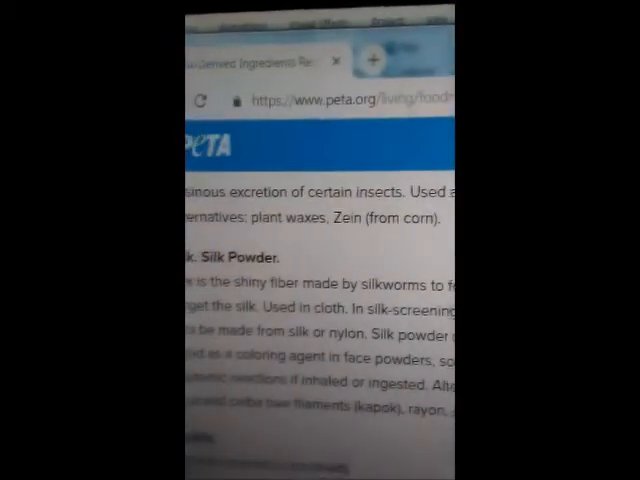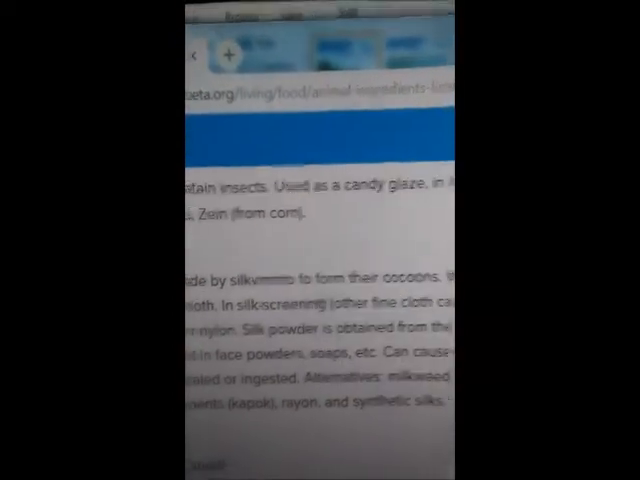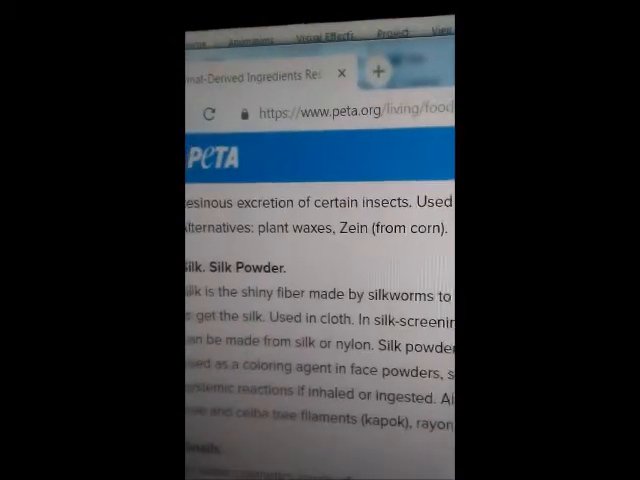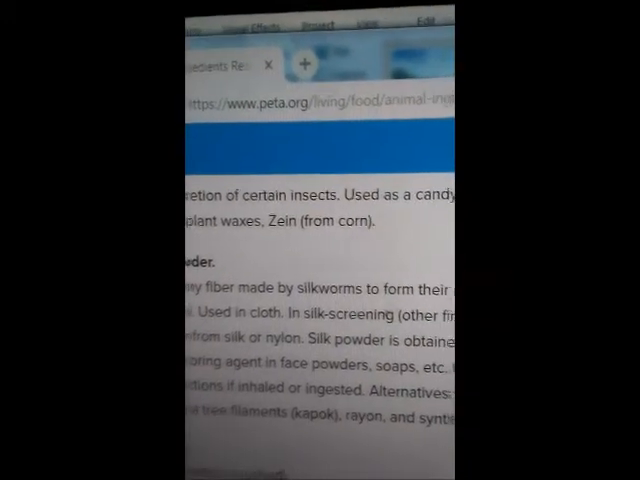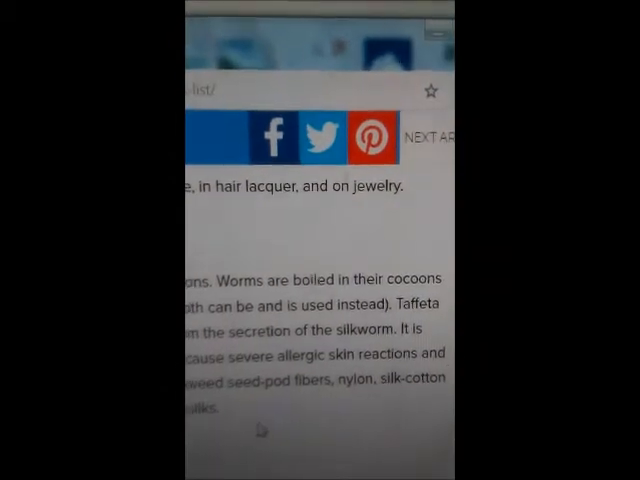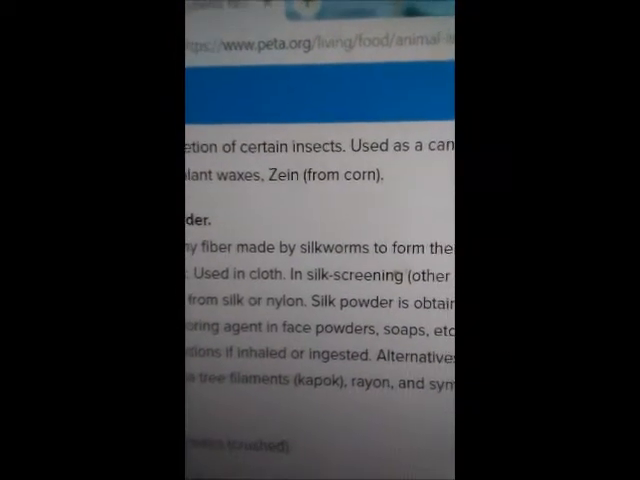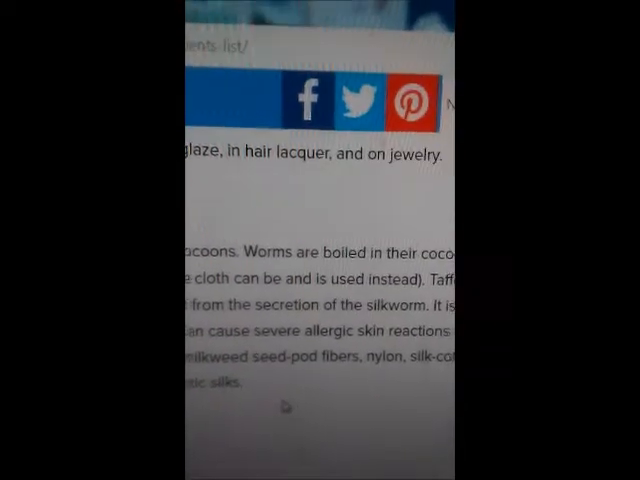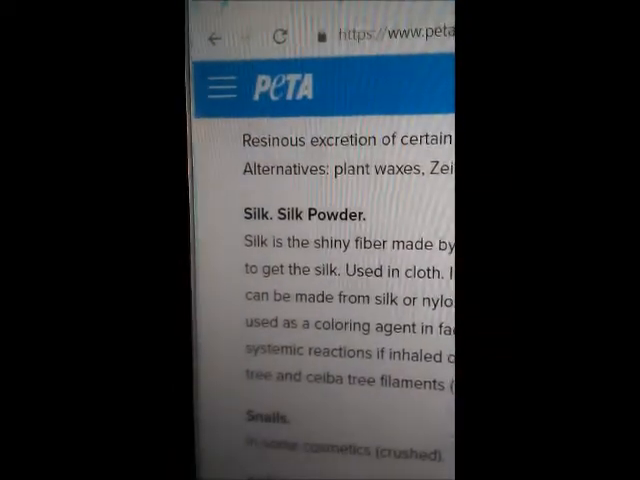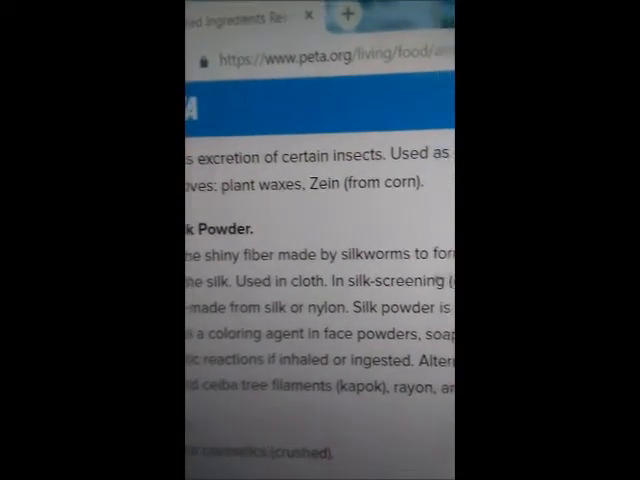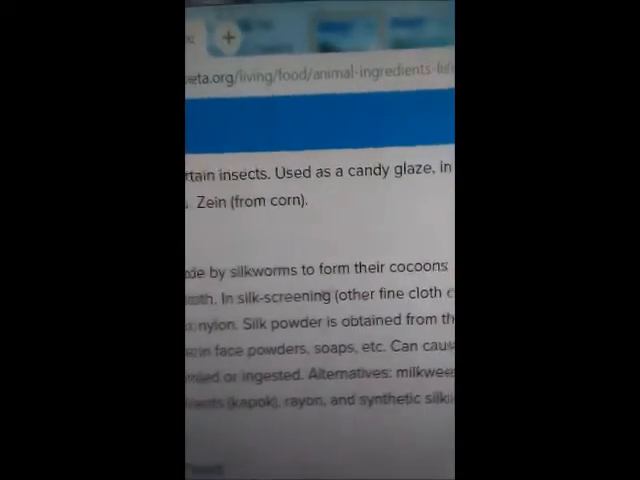Okay, you got taffeta, can be made from silk or nylon. Silk powder is obtained from the secretion of the silkworm. It is used as a coloring agent in face powders, soaps, etc. Can cause severe allergic skin reaction and systemic reaction if inhaled or ingested. Alternatives would be milkweed seed pod fibers, nylon, cotton, tree filaments, kapok, rayon, and synthetic silks, which is polyester.